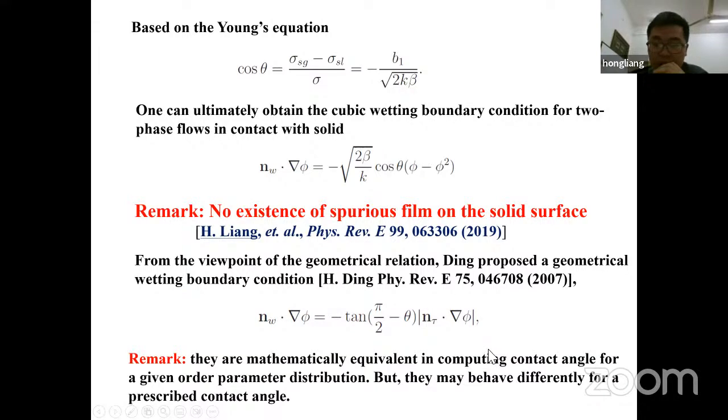Now from another viewpoint of the geometrical relations, Professor Ding has proposed another wetting boundary equation. We can see that these two wetting boundary conditions behave differently but they are actually mathematically equivalent. But for applications, they may have differences for a given contact angle. Next.